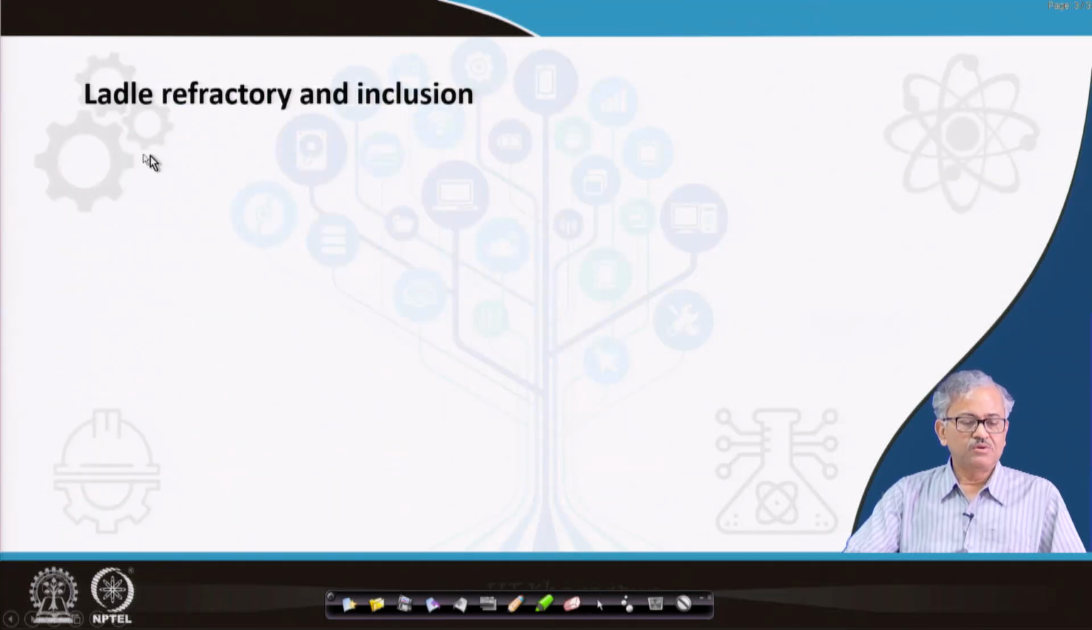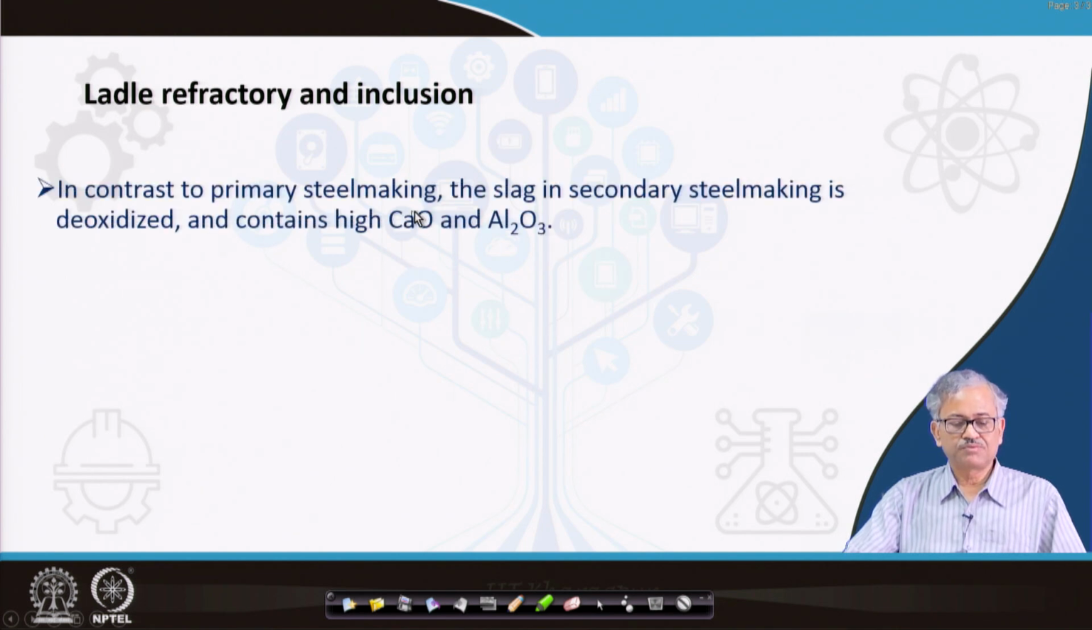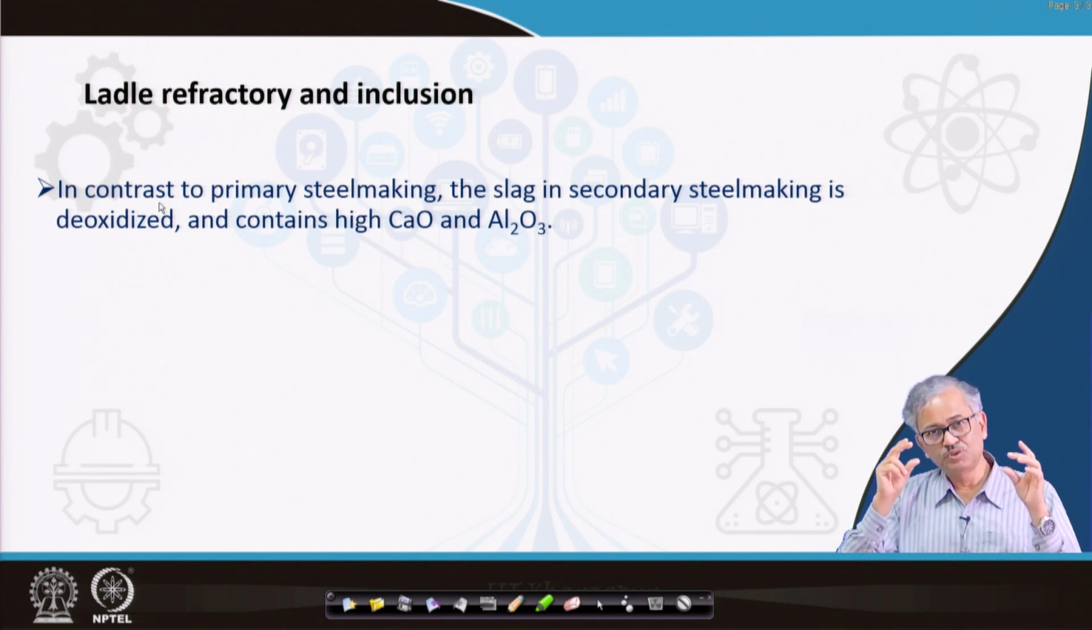So now finally, I will talk about the ladle refractory and its effect on inclusions, because you can see, in contrast to primary steel making, the slag in secondary steel making is deoxidized and contains a high amount of CaO and Al2O3. That is the difference. The slag composition is totally different in primary and secondary steel making.